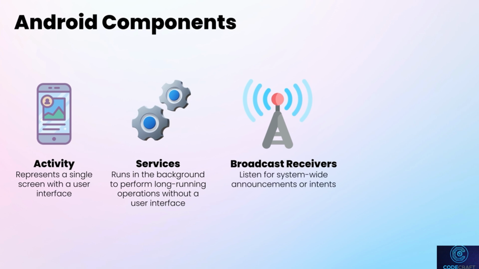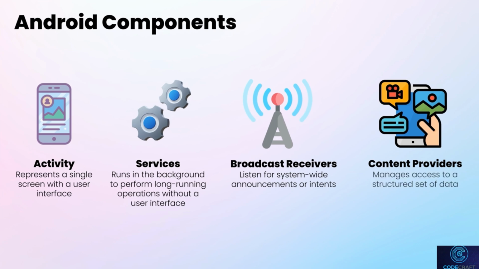The third component is the broadcast receivers. A broadcast receiver is a component that listens for system-wide broadcast announcements or intents. It allows your app to respond to events that occur on the device, such as network connectivity changes or battery level updates. For example, you could create a broadcast receiver to detect when the device's battery is low. When the battery level reaches a certain threshold, your app could display a notification to the user suggesting they charge their device.